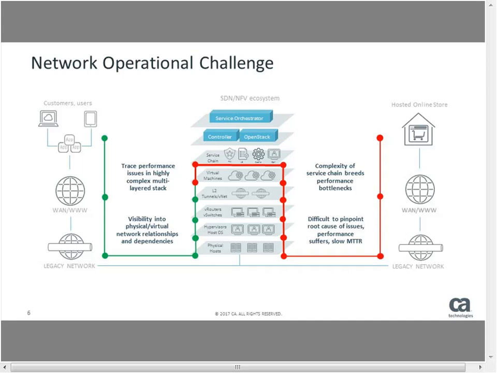You don't have visibility into how your physical and virtual networks are interconnected and what the dependencies are on each other. You are unable to trace the performance issue in that highly complex layered stack. There is complexity in the service chains, and then the performance issues and the bottlenecks. And obviously, with all these things, it becomes very difficult to pinpoint and find the root cause, which results in very slow MTTR.